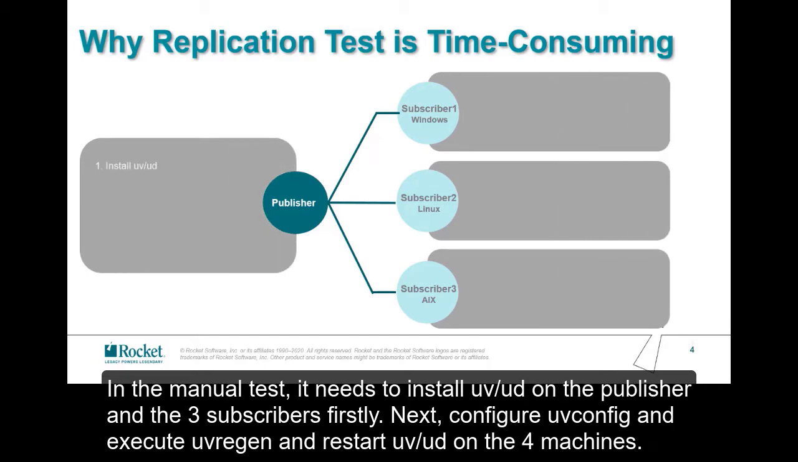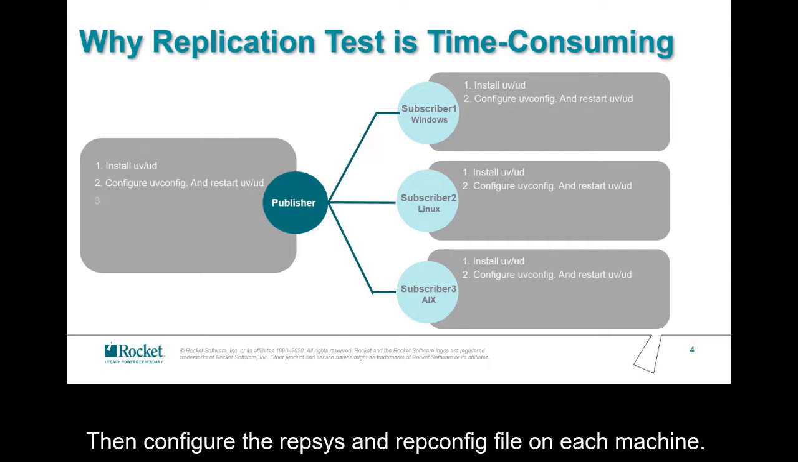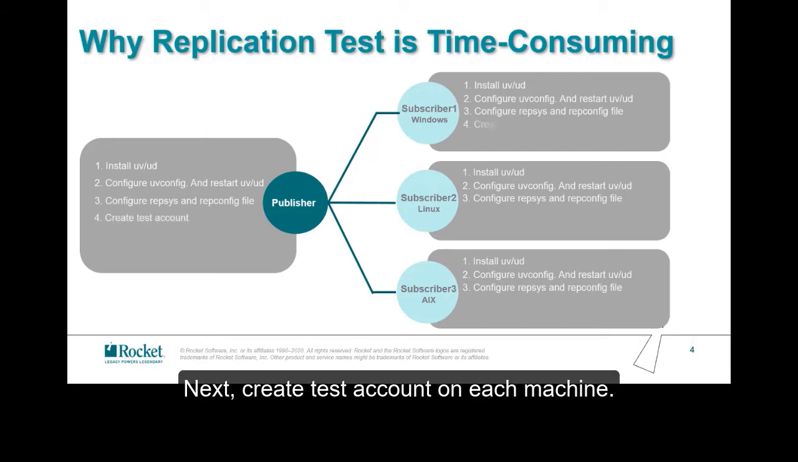In the manual test, it needs to install UV and UD on the publisher and the 3 subscribers firstly. And next, configure uvconfig and execute UV regen and restart the UV and UD on the 4 machines. And then configure the repsys and repconfig file on each machine. Next, create a test account on each machine.